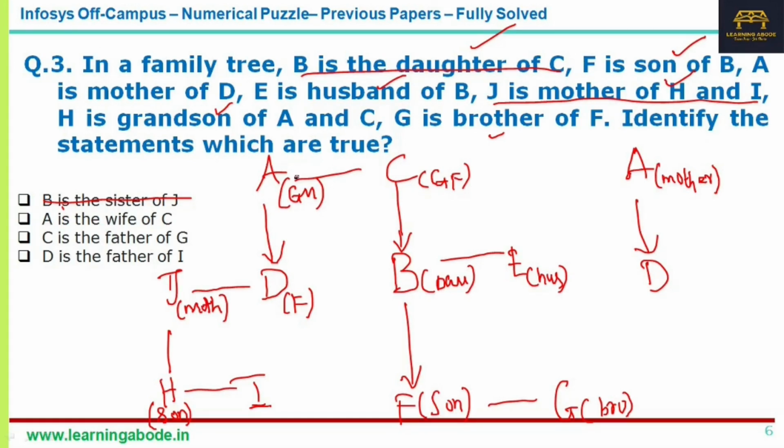A is the wife of C. Now that is true. A is the wife of C, so you can mark this. Now C is the father of G. Now C is not the father, C is the grandfather, so this is wrong. Now D is the father of I. That is correct. J and D are the parents of H and I, so D is the father of I. So the answer for this third question is that the second option and fourth option are correct.